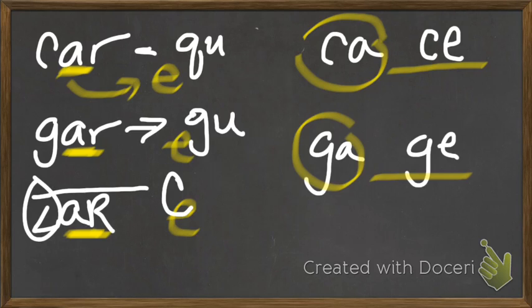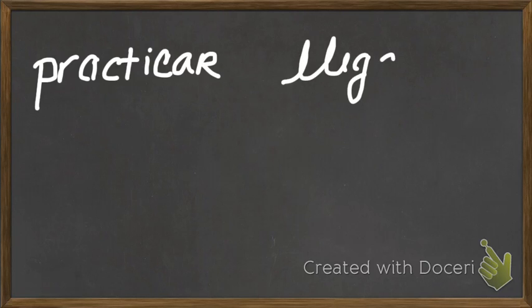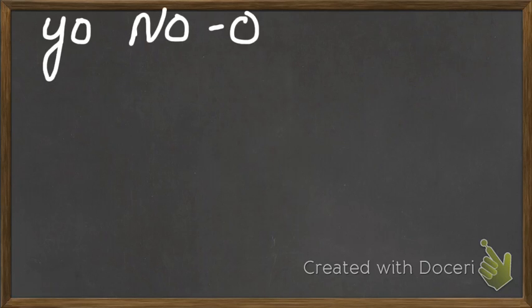Practique, Q-U-E. Critique, Q-U-E. So let's look at some of those. Let's do practicar. Practicar and llegar. Practiquen. So, los irregulares. Formas de yo que no tienen o.